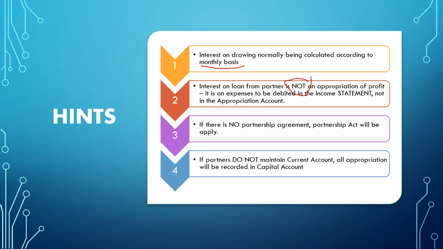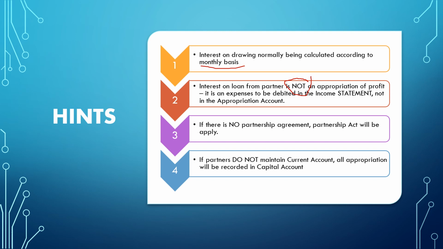So by now you must know the difference between income statement and appropriation. It's like an extension of your normal income statement. You have to prepare appropriation accounts just to record whatever revenue and expenses belong to the partners.